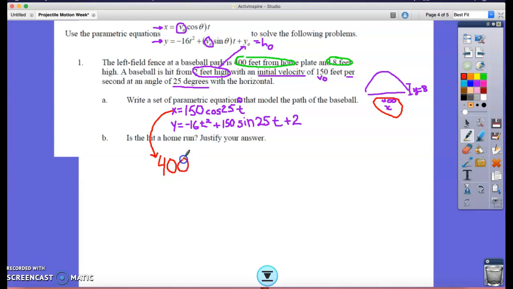So 400 is going to equal 150, oh, I'm writing a little bigger, cosine 25. You'll see that sometimes they put parentheses around that to make sure that t is not getting cosined because it is not an angle. We don't perform that trigonometric function on it. So now we're just going to take into our calculator and we are going to do 150 cosine of 25.